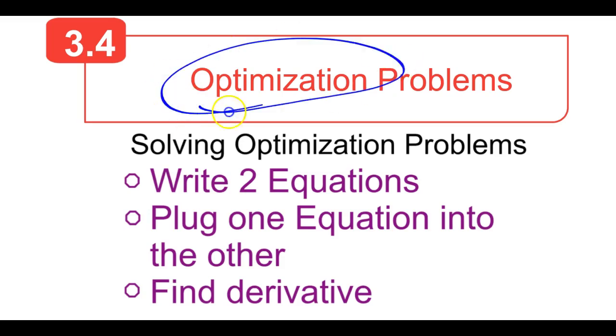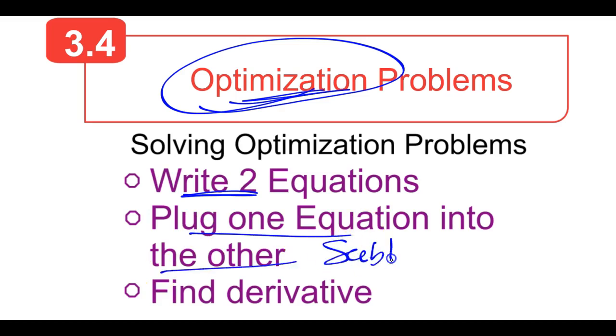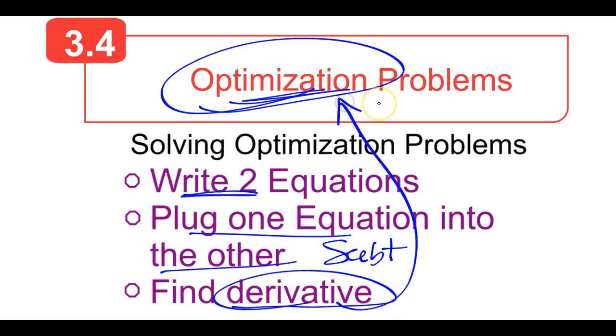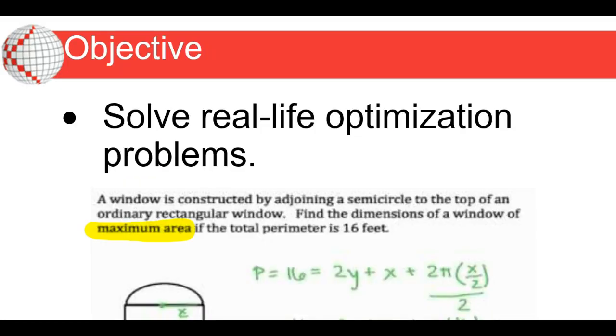Today we're going to get some word problems, optimization problems, and the strategy is to write two equations, plug in one equation for the other equation, or the substitution method, and then we're going to take the derivative, which is, of course, how to find a max or a min, or to optimize the problem.